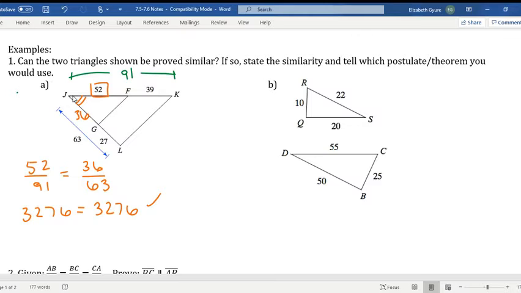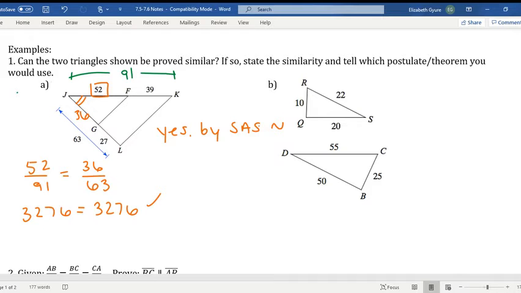So will we be able to say that these two triangles are similar? Definitely, by side angle side. So we would say yes, by side angle side similarity. Remember, that's squiggle, not an N. My squiggles look like N's.